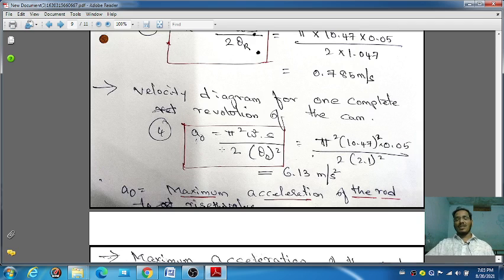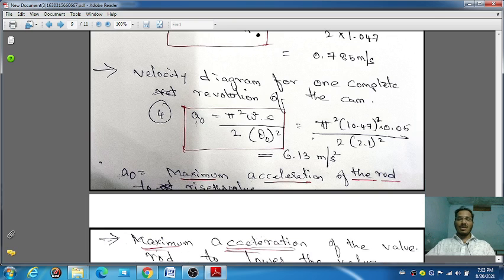Okay, the formula is A0 is equal to pi square omega square into S by 2 into theta 0. We just substitute the value here and we will get 6.13 meter per second square. A0 is the maximum acceleration of the rod at maximum rise, the highest value. For the velocity diagram for one complete revolution, we are considering the maximum point. With the follower at the maximum point, we are checking how much the maximum acceleration is.